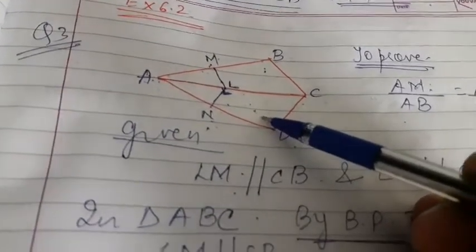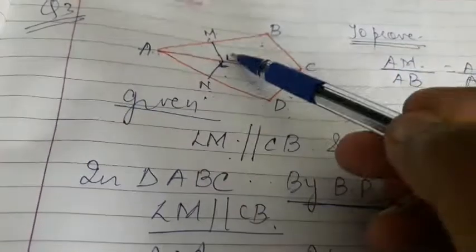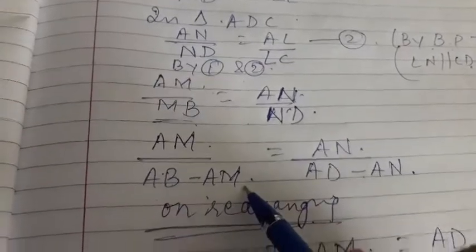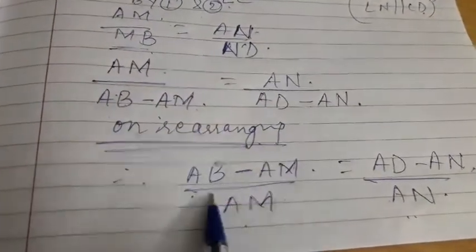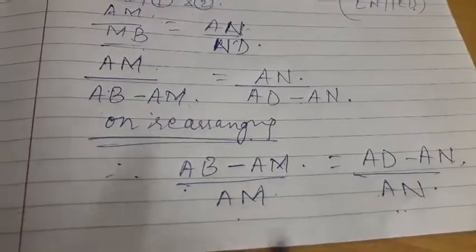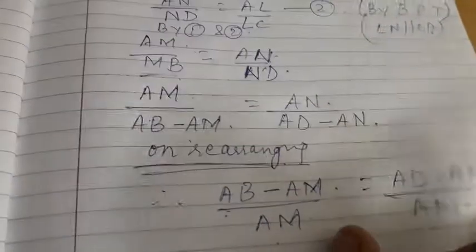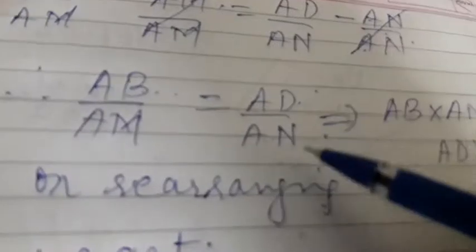Now I hope it is clear to you. Twice we rearrange. First we apply the basic proportionality theorem for these two, and then by equations 1 and 2, we get that AM upon MB will be equal to AN upon ND, as I've shown you here. Then for MB, I can write AB minus AM. And again on rearranging, AB minus AM upon AM equals AD minus AN upon AN. Then we separate the terms, and after separating we get minus 1 on both sides, which we cancel, and therefore AB upon AM is equal to AD upon AN.